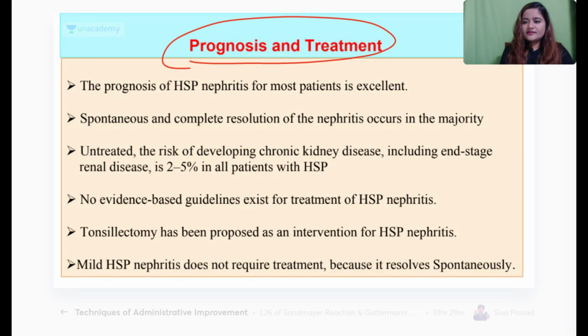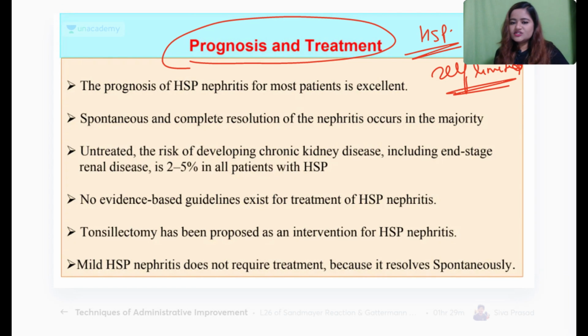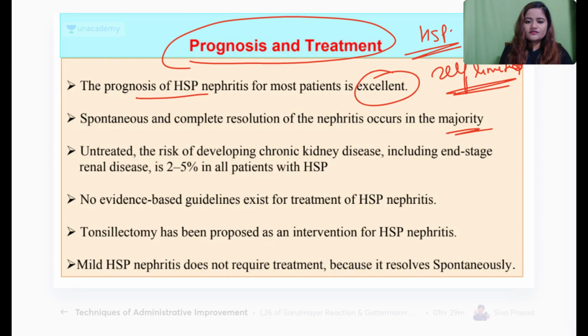So coming to prognosis and treatment, HSP again has a good prognosis because it is self-limited. All the damages we are studying in the renal system are reactions of our renal system towards the insults that have happened. So everything is going to be self-limited and the course is going to end on its own. The prognosis of HSP is generally excellent. Spontaneous and complete resolution of the nephritis occurs in the majority of cases. Very few cases progress to chronic kidney disease.